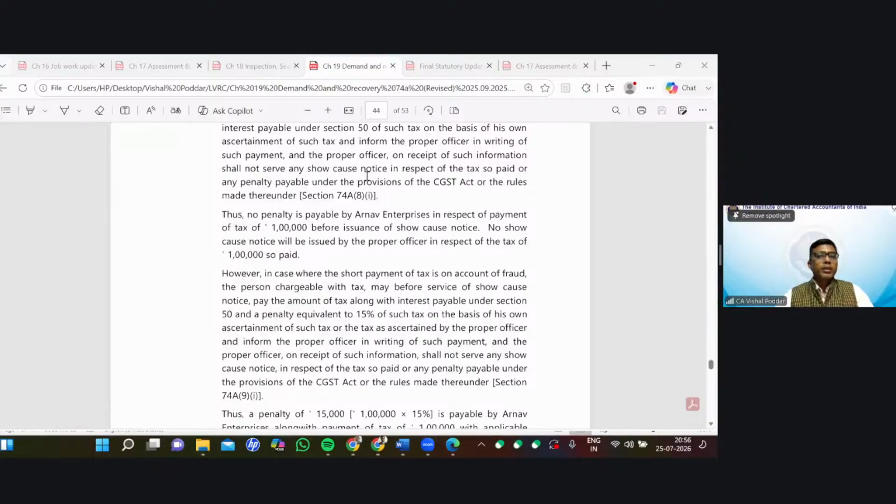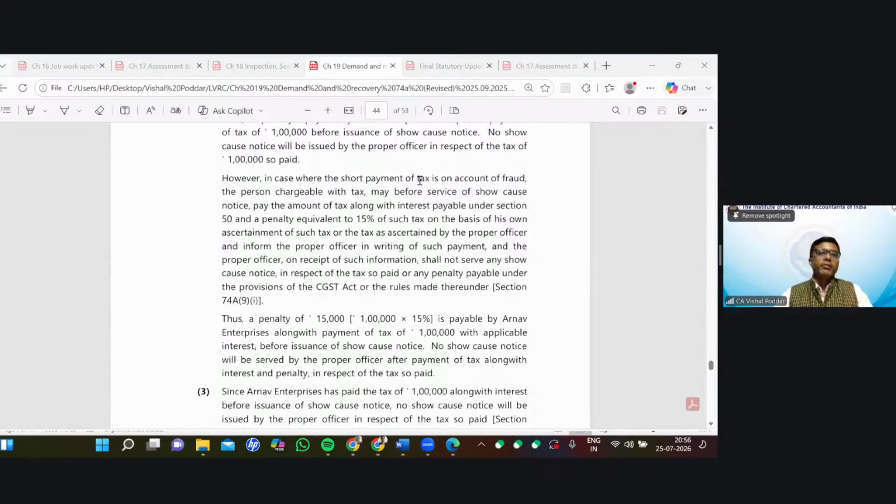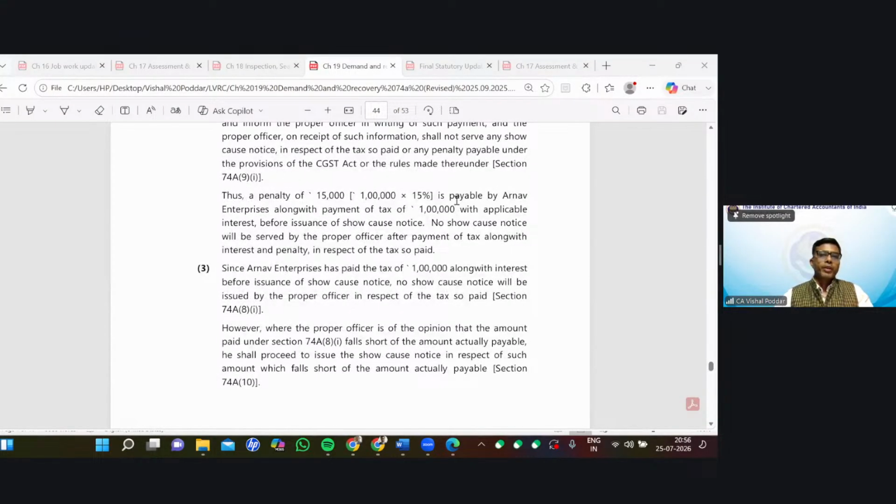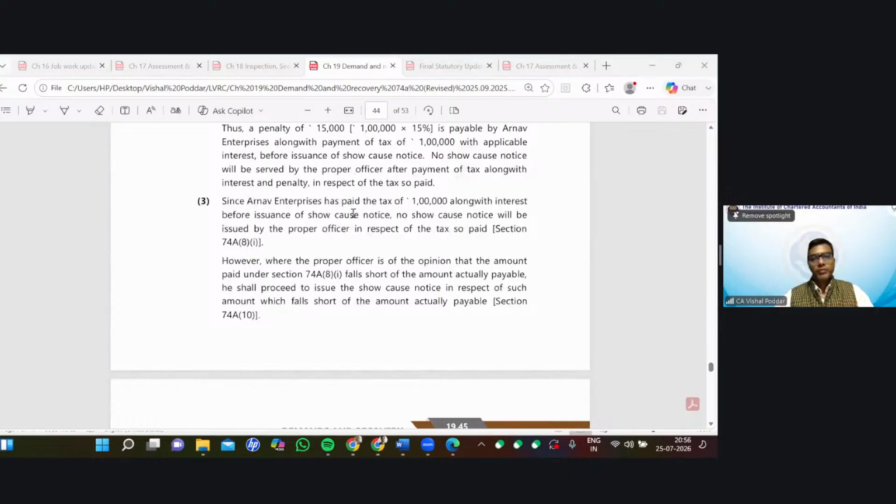cause notice, then the provision says that no penalty is payable in respect of the payment of 1 lakh, because that is done before issuance of show cause. However, in case where the short payment of tax is on account of fraud, then students, if you remember, we had studied that you have to pay minimum 15% of tax as the penalty. So if the amount which is payable or which is paid by Arnav is on account of fraud, then the penalty would be 15%, which is 15,000.